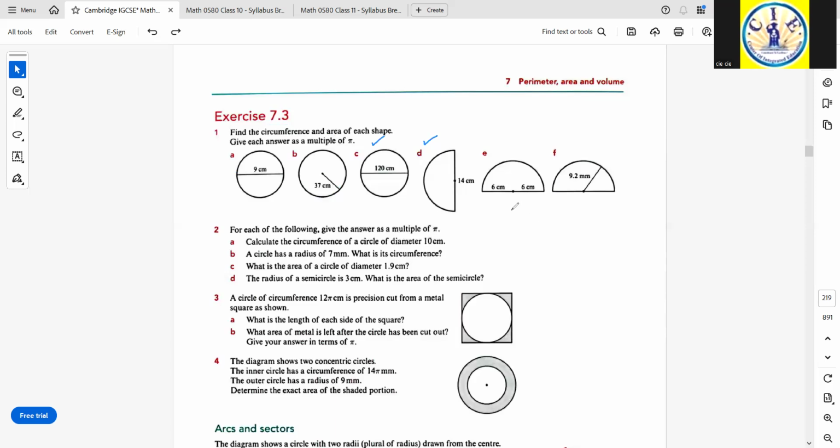For part E, circumference is 2 pi r, 2 times pi times radius. Radius in this case is 6, so the answer is 12 pi centimeters. And area is pi r squared, pi times 6 squared, that is 36 pi centimeter squares.